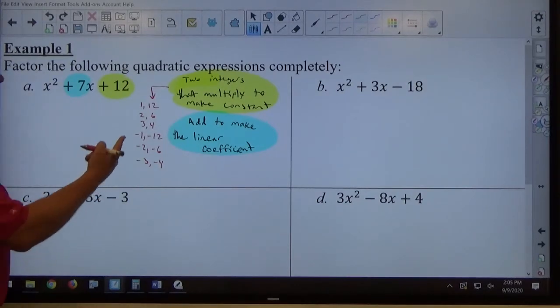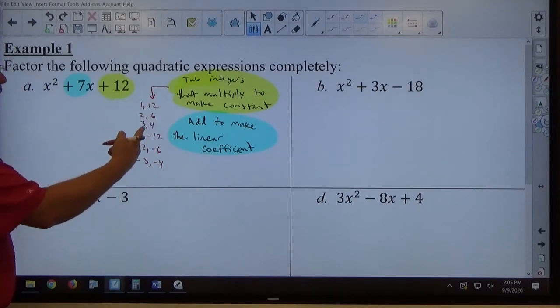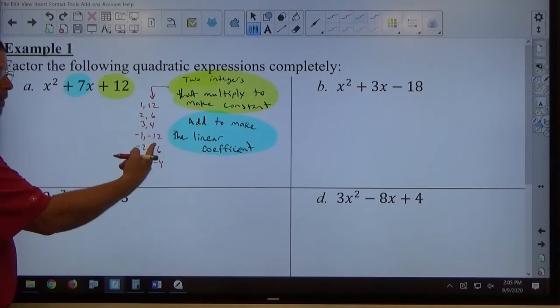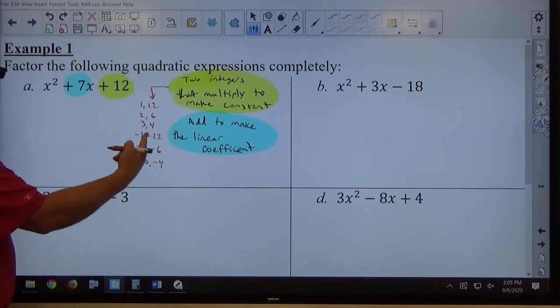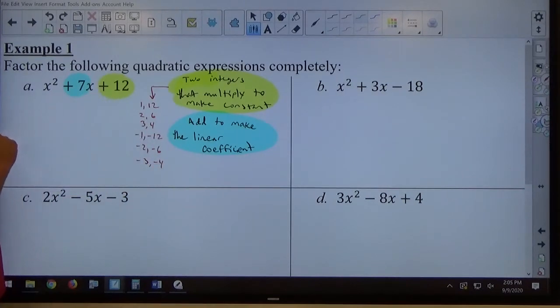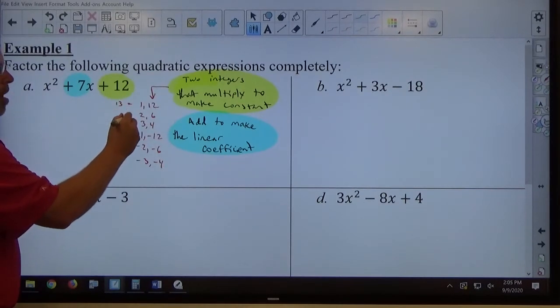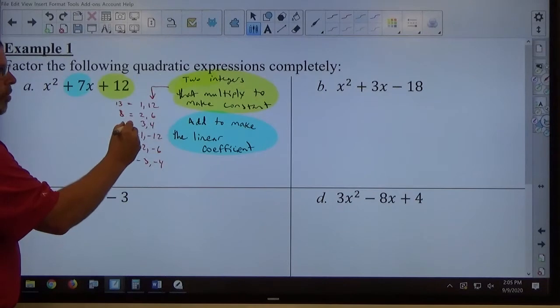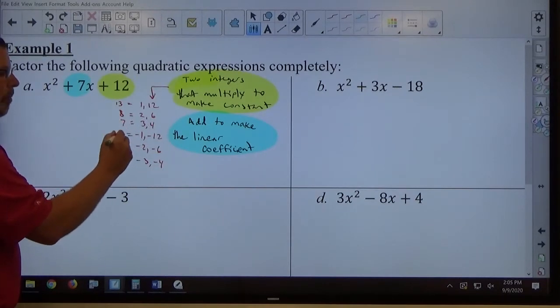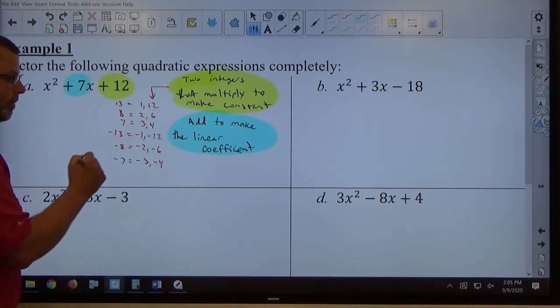All right, but can everybody agree that this entire list, 1 times 12 is positive 12, 2 times 6 is positive 12, 3 times 4 is positive 12, negative 1 times negative 12 is positive 12, negative 2 times negative 6 is positive 12, negative 3 times negative 4 is positive 12. If we add all of them up, 1 times 12 makes 12, 1 plus 12 equals 13. 2 plus 6 makes 8. 3 plus 4 makes 7. Negative 1 plus negative 12 is negative 13. Negative 2 plus negative 6 is negative 8. Negative 3 plus negative 4 is negative 7, right?